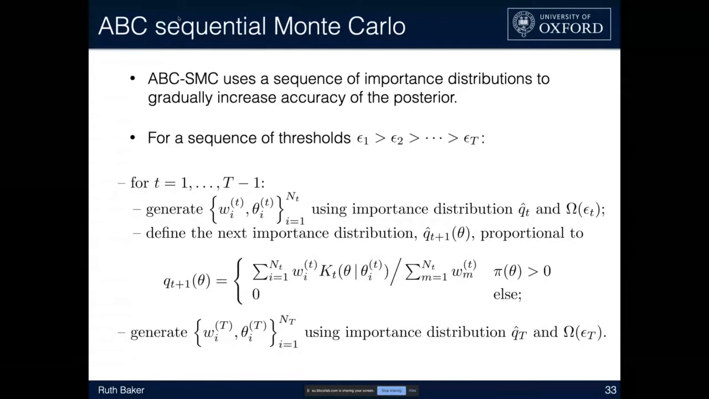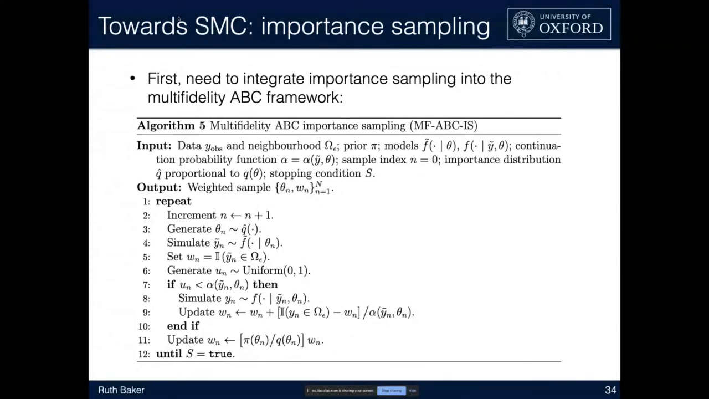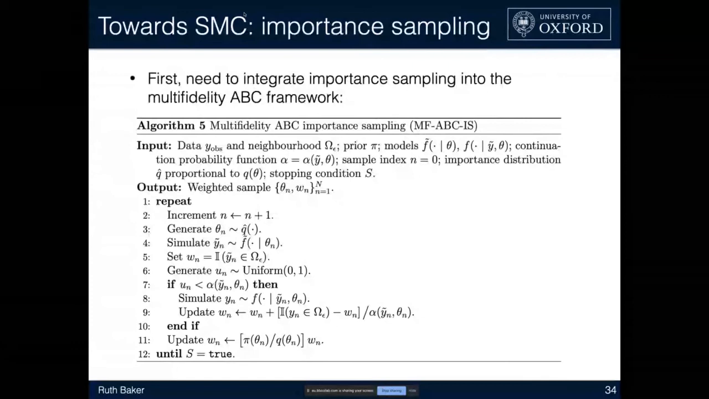There are two things you've got to work out how to do. You've got to work out how to use importance sampling in the context of multi-fidelity ABC, and then you've got to work out how to do that repeatedly using a sequence of importance distributions. The first thing, integrating importance sampling into the multi-fidelity ABC framework, is relatively simple.